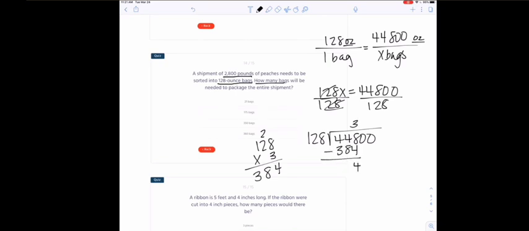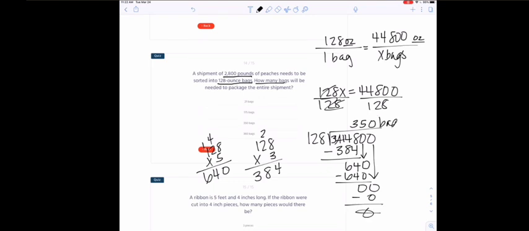Okay? Now I'm going to subtract. 8 minus 4, 4. 4 minus 8, I can't do it, so I borrow. 14 minus 8, 6. 128 goes into 640. I'm not going to say 6 times because that's way too big, so let's try 5. 5 times 8 is 40. Carry the 4. 5 times 2 is 10 plus 4 is 14. Carry the 1. And 5 times 1 is 5 plus 1 is 6. So yeah, it's exactly 640. But I'm not done. I still have another 0 to bring down. So 128 goes into 0, 0 times. Now I'm finished. So my answer is 350 bags.